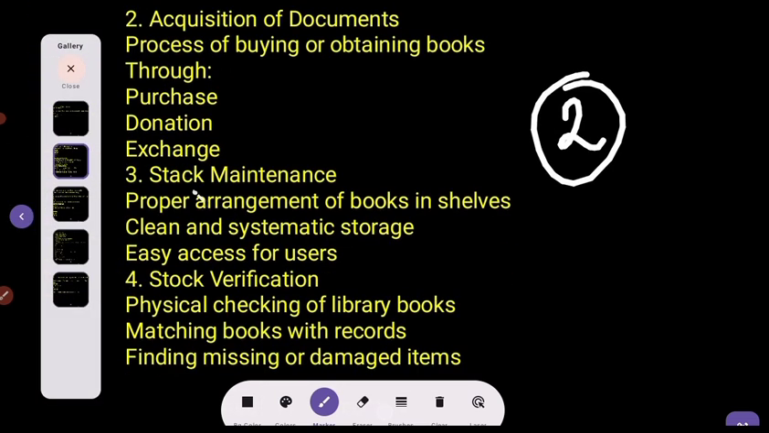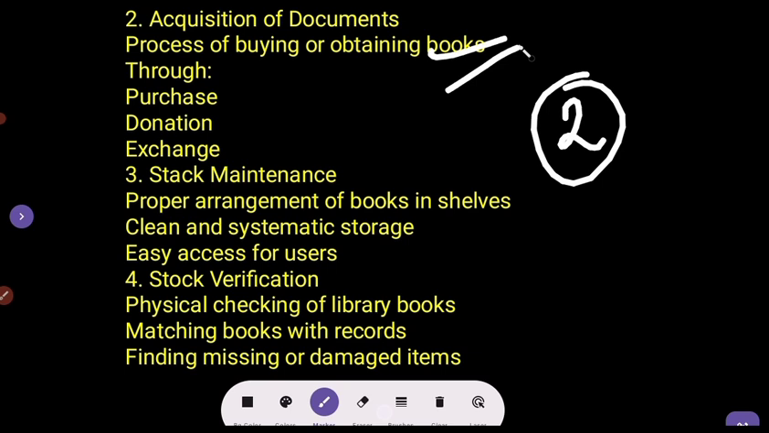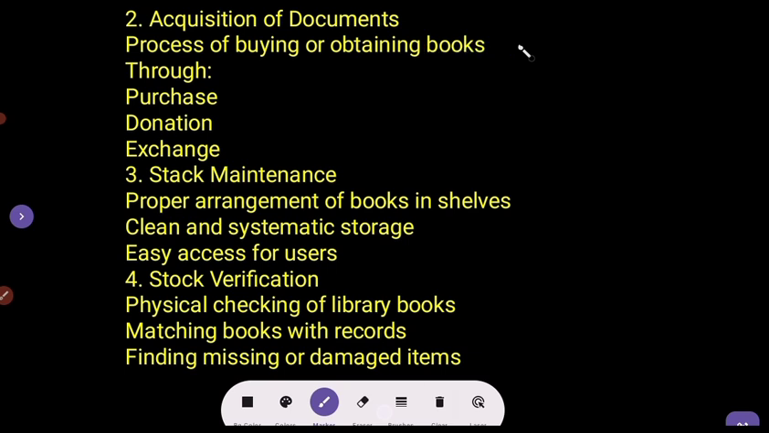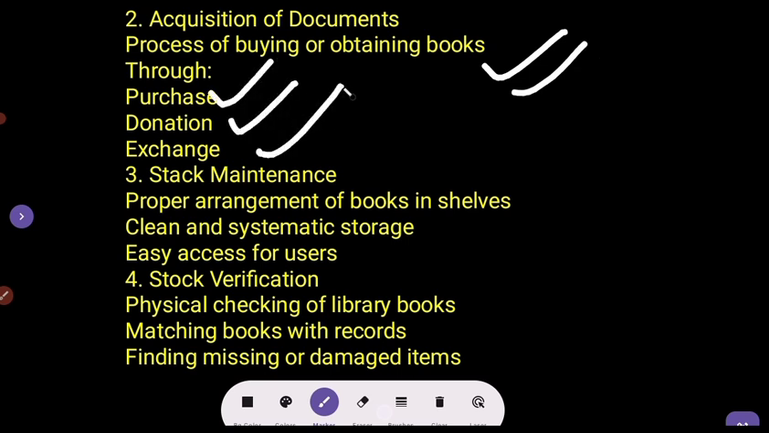Now the second important thing is your acquisition of the document, right? Acquisition means the way you are purchasing. It is a process of buying or obtaining a book. How you are going to acquire: through purchase, donation, exchange. Sometimes different libraries exchange their material, so that is also one of the ways. Donation is also one, and you can purchase. Three ways are there. Remember, these are the three ways.